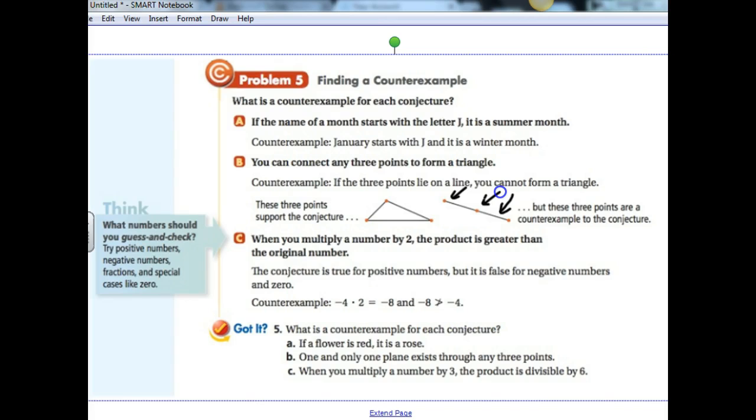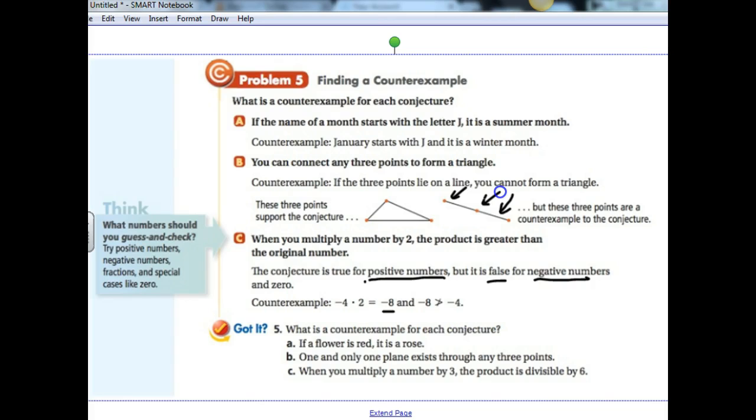Now for C, when you multiply a number by 2, the product is greater than the original number. Now, for the most part, this conjecture is true, but it's only true for positive numbers. Because if you have a negative number, then it's false. And here's a counterexample. Negative 4 times 2 is negative 8. And negative 8 is not bigger than negative 4. It may look bigger, but negative 8 is actually less than negative 4 on the number line.